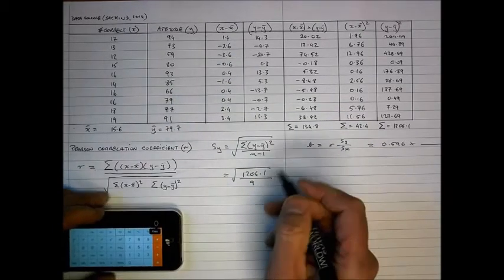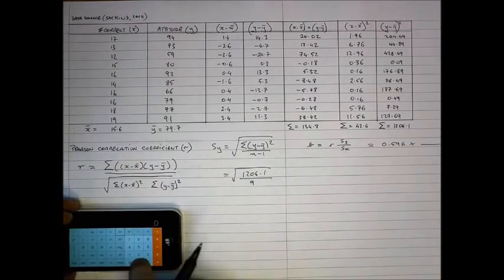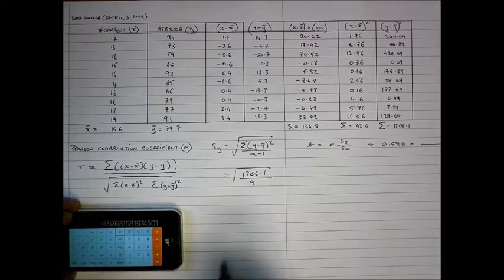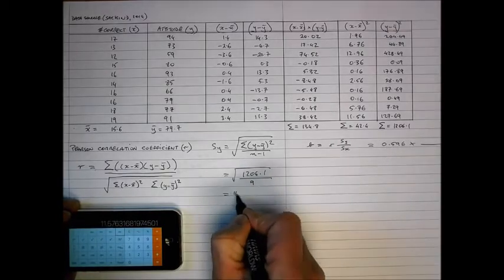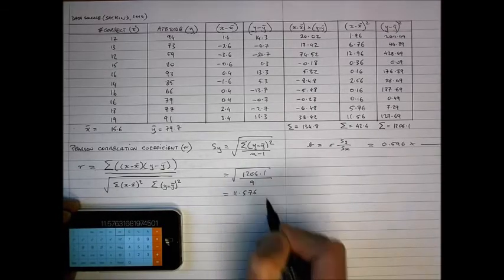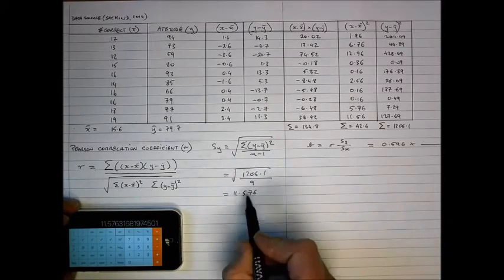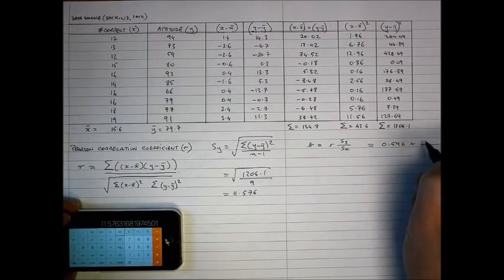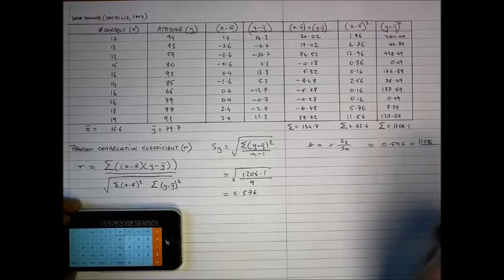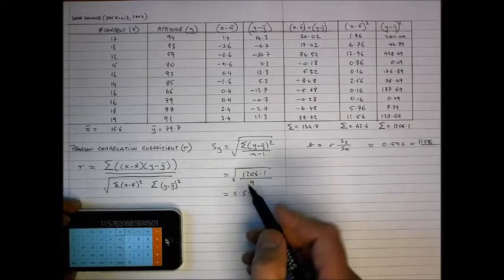So let's work this out. 1206.1 divided by 9 is equal to 134.01, and I'll take the square root of that, and it gives me 11.576 rounded. So the standard deviation of y is equal to 11.576, so let me put that in my formula, 11.576, and I want to divide that now by the standard deviation of x.